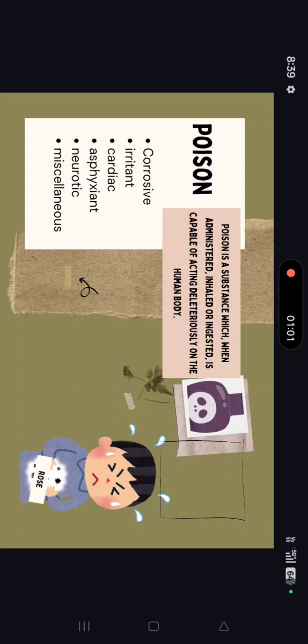So there are basically six types of poison: corrosive, irritant, cardiac, asphyxiant, neurotic, and miscellaneous. Corrosive, as the name suggests, corrodes the tract, mainly the GI tract, because the patient inhales and ingests the poison. The key point for corrosive is inflammation and ulceration. Irritant is also the same: it irritates the tract, produces ulceration and causes redness. Cardiac acts directly on the heart. Asphyxiant acts on respiration. Neurotic acts on the brain, spinal cord, and peripheral nervous system. And miscellaneous is a different group.